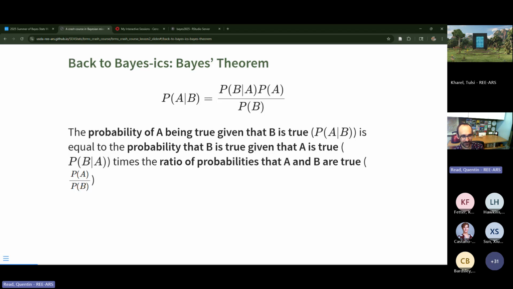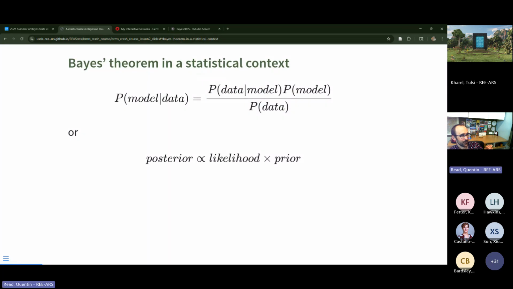Again, that's a lot of mumbo jumbo in a way, but we use it in the world of statistics, where A is our model parameters that we've estimated and B is our data. We want to know, if we see this data, how likely is it that the statistical model we've fit to the data is true, right? And so the probability of the model given the data, that's our posterior, and it is proportional to the likelihood times the prior.